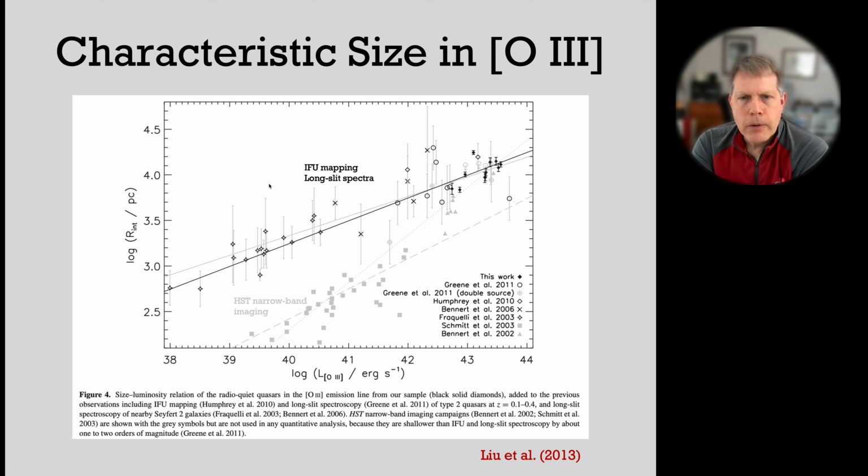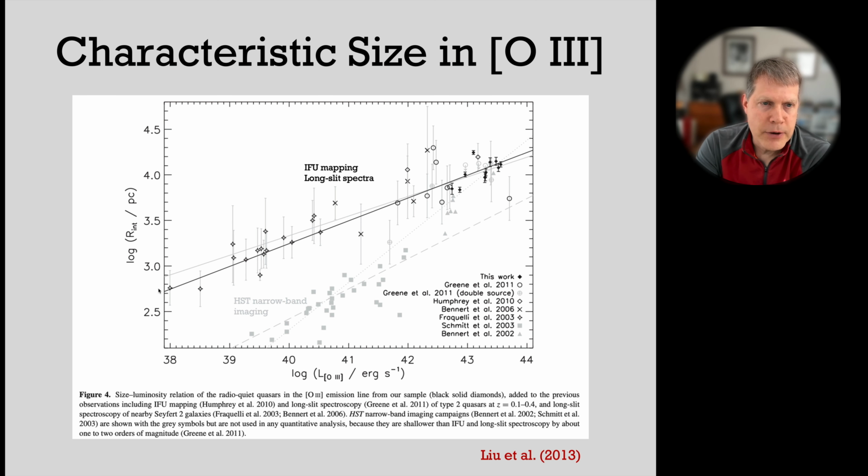Now, you have to be a little careful in defining what you mean by that, because there are different methods of measuring the O3 emission. High sensitivity methods, such as IFU mapping and long slit spectra, give a relation up here, whereas lower sensitivity methods, such as HST narrowband imaging, well, they don't detect the full extent because they have lower sensitivity by often an order of magnitude or more. They give a relation more like this. So this is perhaps a high sensitivity relation shown with the dark symbols.